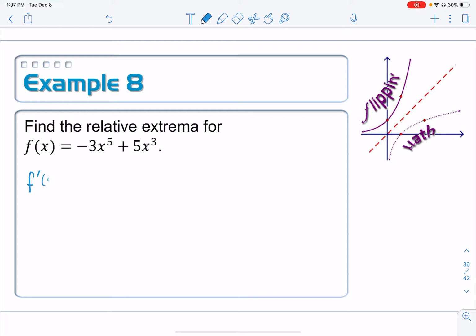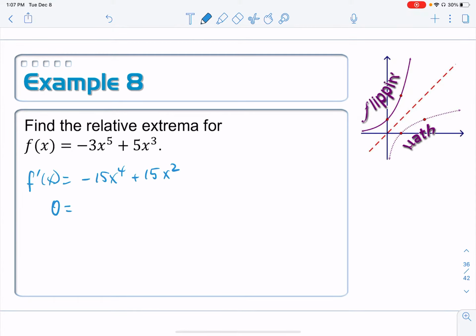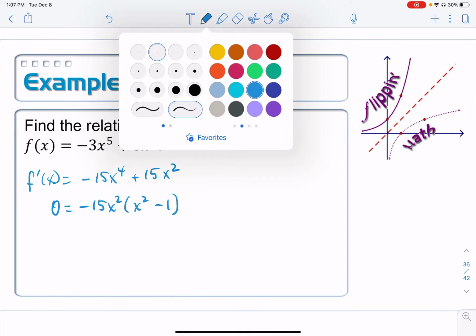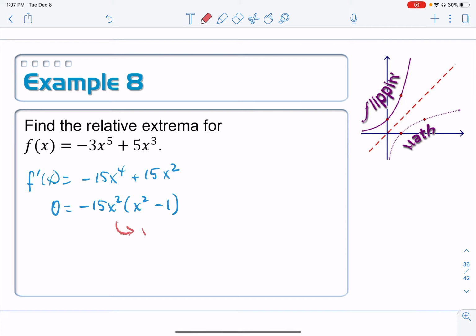So f prime of x is equal to, leapfrog that down, negative 15x to the fourth, leapfrog the 3 down, plus 15x squared. We need our critical numbers, so we have to set this equal to 0 and do a little bit of factoring. Let's factor out a negative 15x squared, and then I would have x squared minus 1. Where is this equal to 0? It's equal to 0 at 0 and also at plus or minus 1.